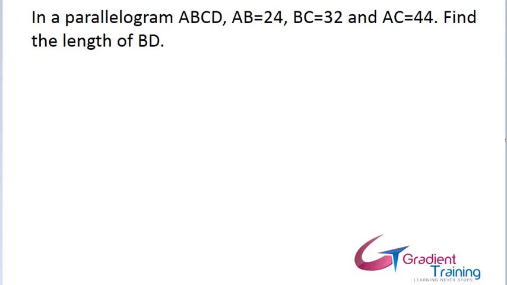So here in this question we have a parallelogram ABCD. It's given that AB equals 24 and BC equals 32, and AC, which is one diagonal of the parallelogram, is 44. So find the length of BD, that is the other diagonal. So how do we solve this question?